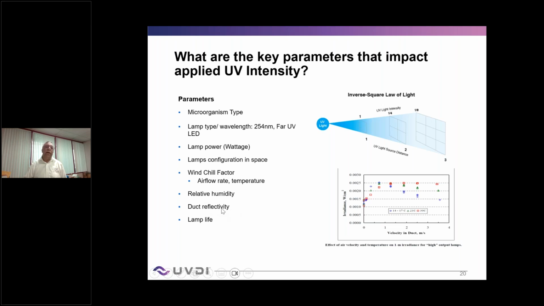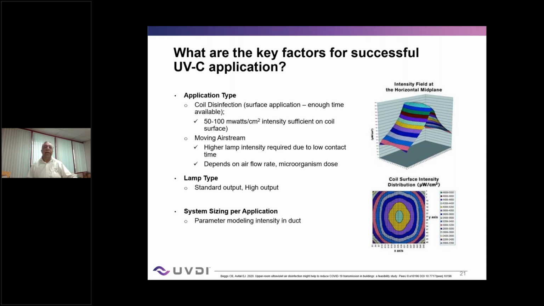Reflectivity is important. If you have a reflective surface, then you're going to have UV light bouncing off, and you're actually getting more than what just the lamps are delivering. And of course, lamp life is important. These are typical low pressure mercury lamps which are used, and they do degrade a little bit over time. So you have to make sure that whoever is designing your system is designing it considering all of that.